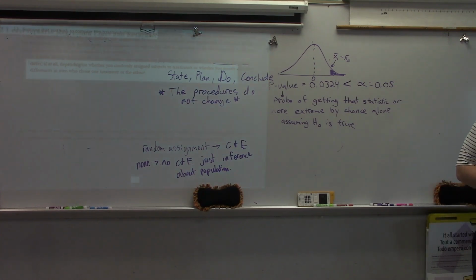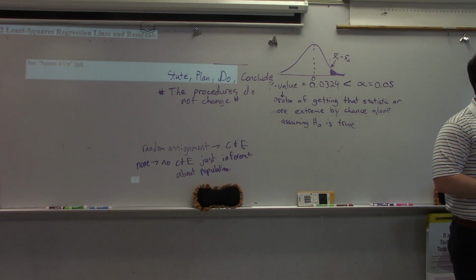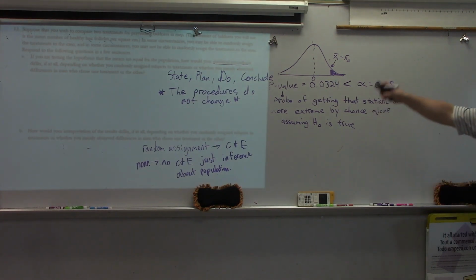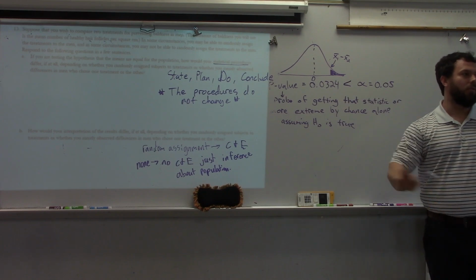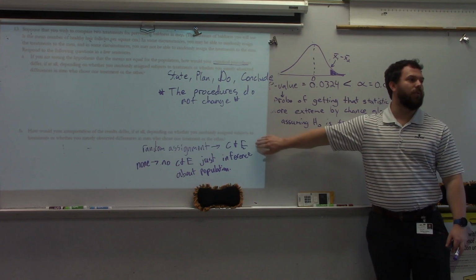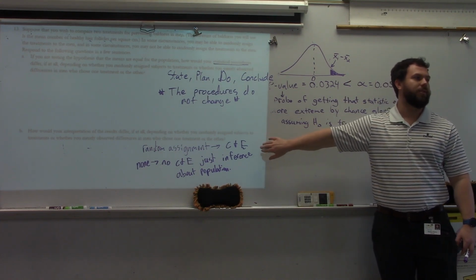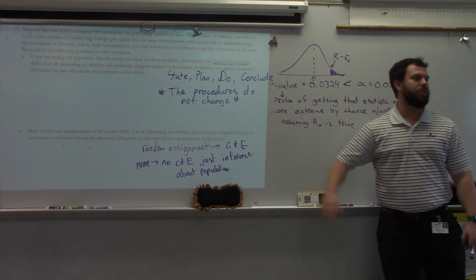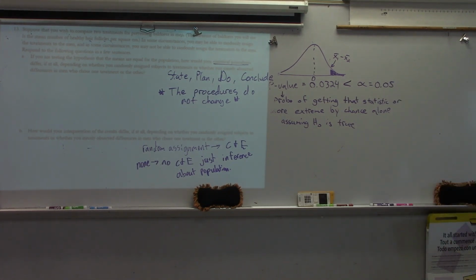It's not asking you to do it. It's just saying if you are testing the hypothesis that means are equal for the population, how would the procedures differ, if at all, depending on whether you randomly assign or merely observe? The procedures do not change. That's what I need you to recognize. And then, how does your interpretation change? If you have random assignment, you establish cause and effect. If you don't have random assignment, no cause and effect.